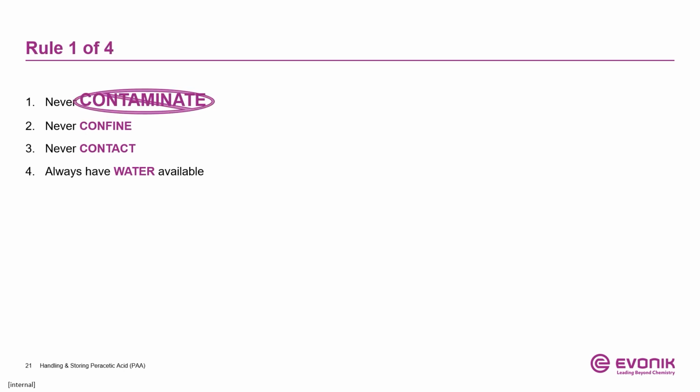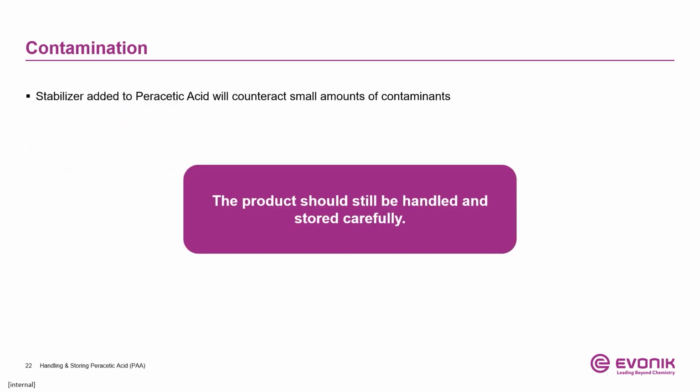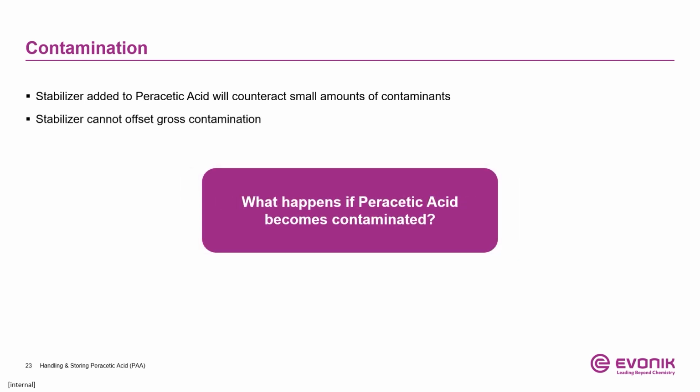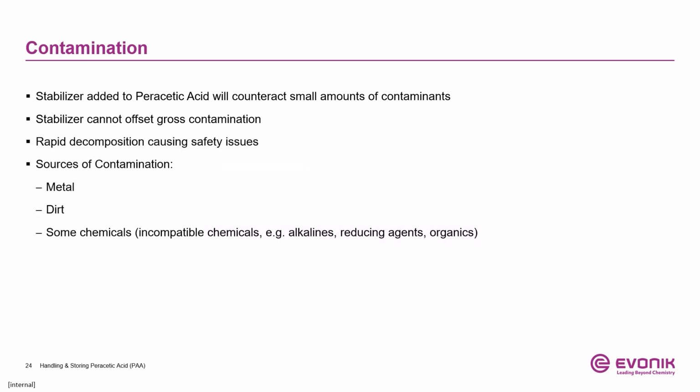Rule 1. Never contaminate. While the stabilizer added to Evonik's peracetic acid will counteract small amounts of contaminants, the product should still be handled and stored carefully. However, you should know that the stabilizer cannot offset gross contamination. So what happens if peracetic acid becomes contaminated? It will rapidly decompose, and that could cause safety issues.